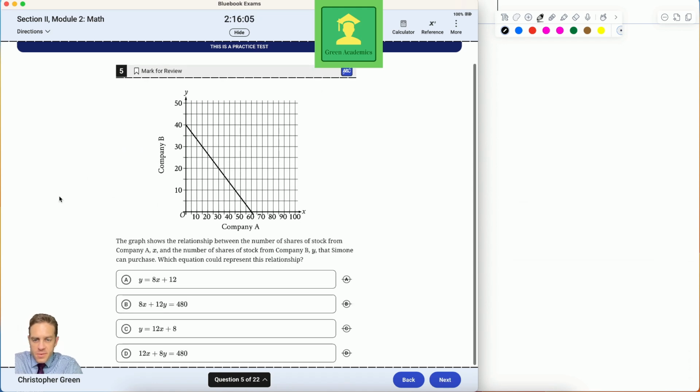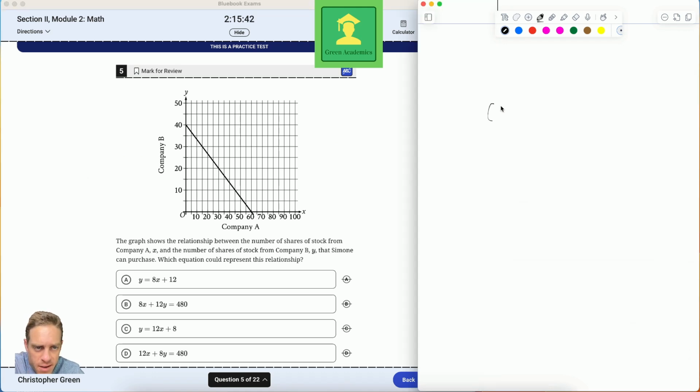The graph shows the relation between the number of shares of stock from company A, x, and the number of shares of stock from company B, y, that Simone can purchase. Which equation could represent this relationship? So they always have a couple of grid points. And by grid points, I mean where it goes through an exact or very, very close to an exact grid corner. I'm going to say that this goes through 30, 20 and also through maybe 45, 10.